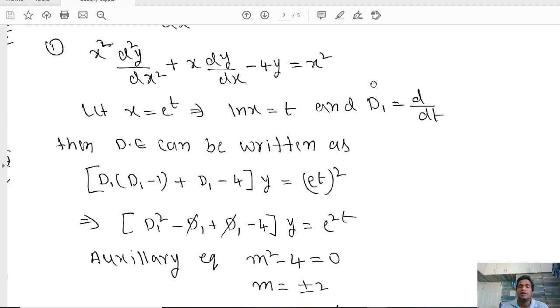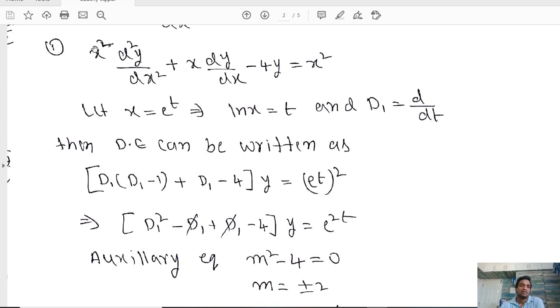Remember, in the Cauchy-Euler equation, one important thing is we change the independent variable x to t. Remember that. But in the final answer, again we have to change t to x and write the solution in terms of x only.